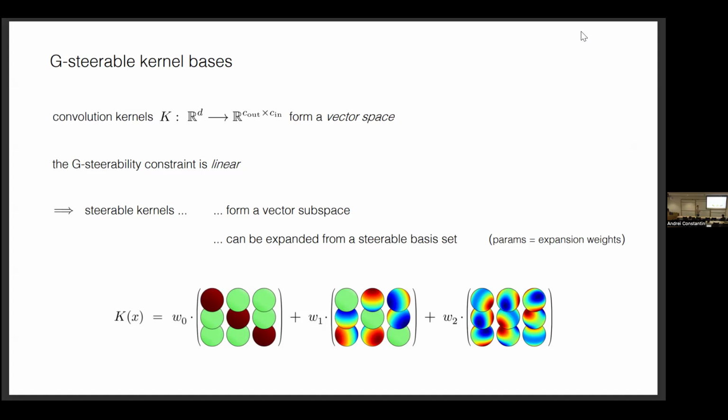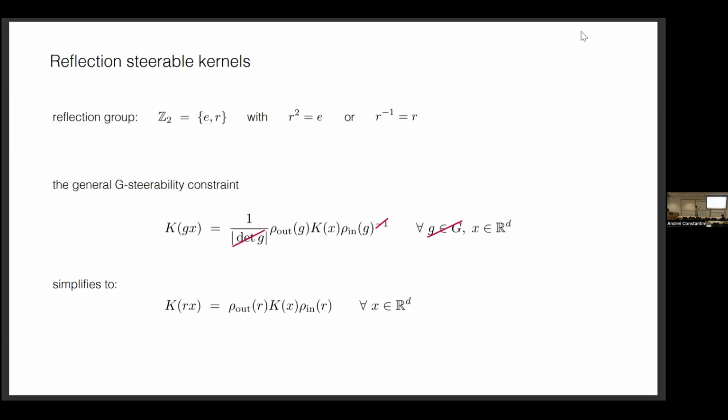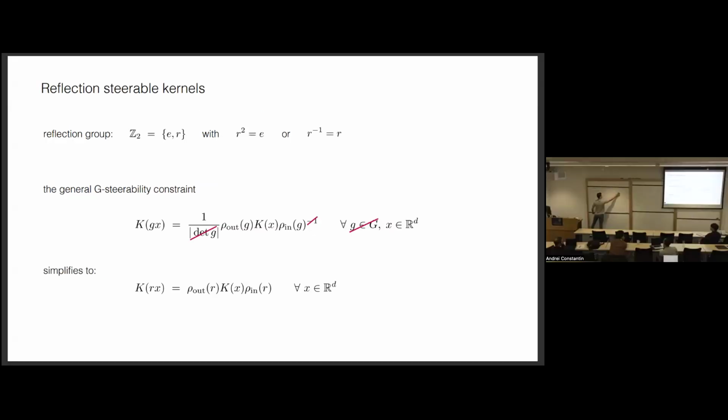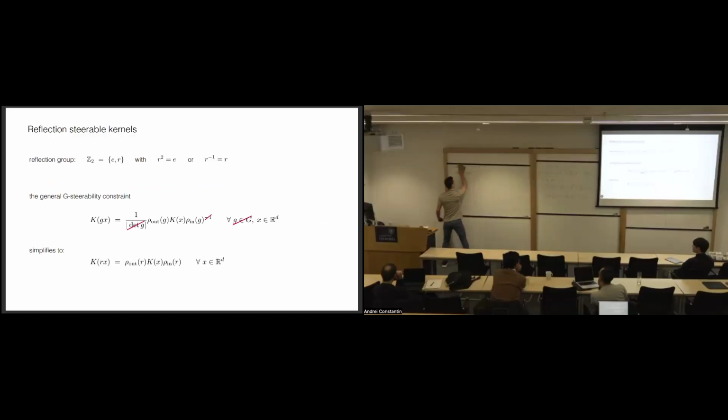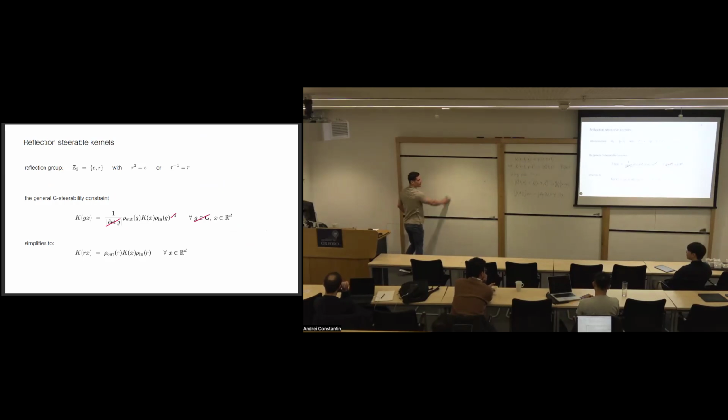But that is kind of the main juice of the whole steerable CNN theory, how to solve that kernel constraint. I see. Yeah. So the first example I want to look at are reflection steerable kernels. That is a very simple case since the reflection group only has two elements, one of which is the trivial group element and the other one is the reflection. So that is very simple to solve.